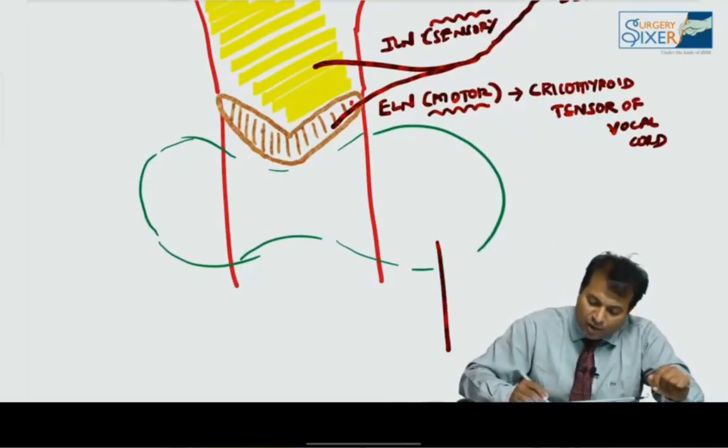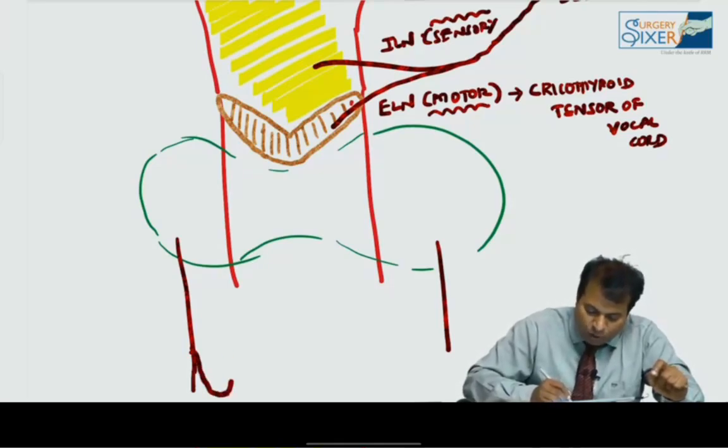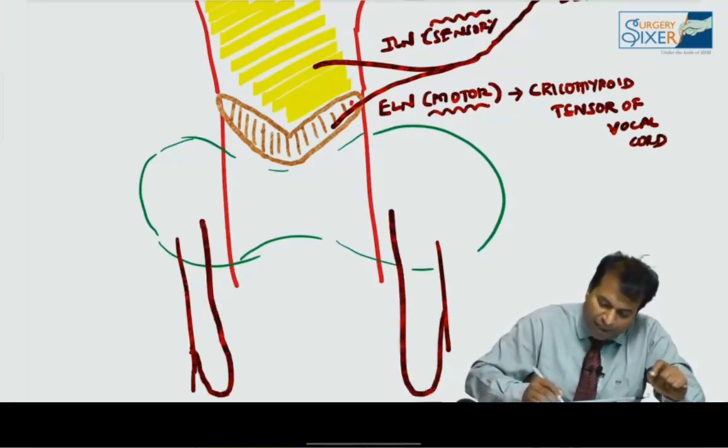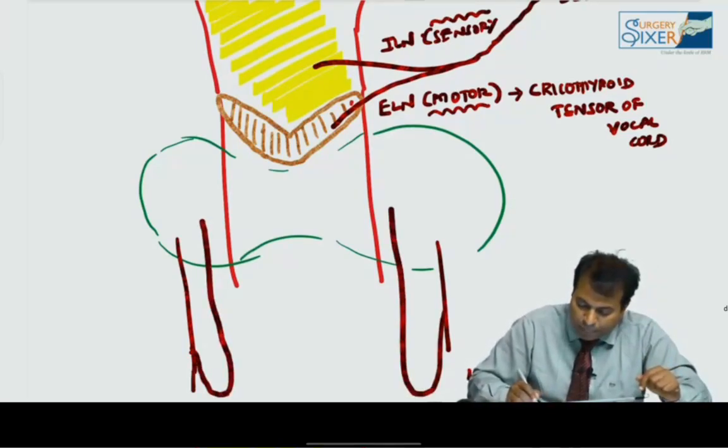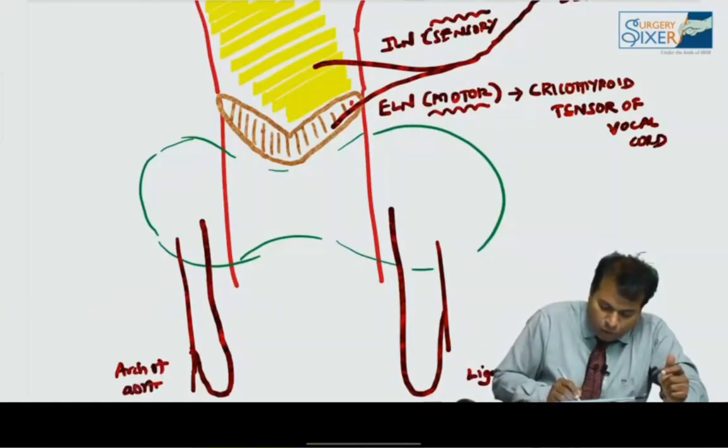And you have the vagus nerve on both sides. From the vagus nerve you can see the recurrent laryngeal nerve. Why is it known as recurrent? Because from the vagus it goes down and then comes up like this. It hooks around the ligamentum arteriosum on the left side and the arch of aorta on the right side. Since they hook around and come up, they are known as recurrent laryngeal nerves.